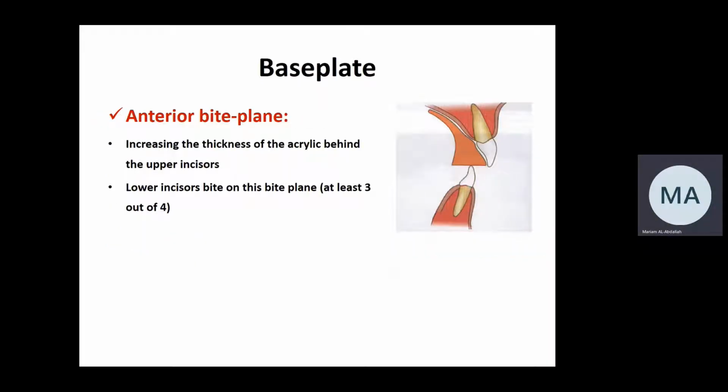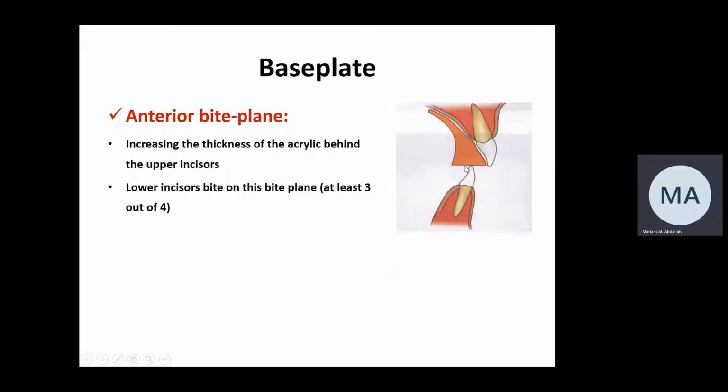Anterior bite plane is one of the modifications that we could apply to the base plate. What we do is increase the thickness of the acrylic behind the upper incisors. We increase the thickness by increasing the depth and the length of the piece of acrylic that is behind the upper incisors. When the patient goes for maximum intercuspation, usually the lower incisors will bite on this bite plane, and the buccal segment is separated.